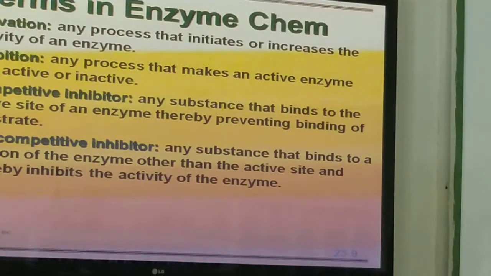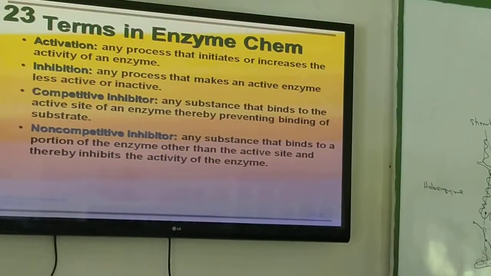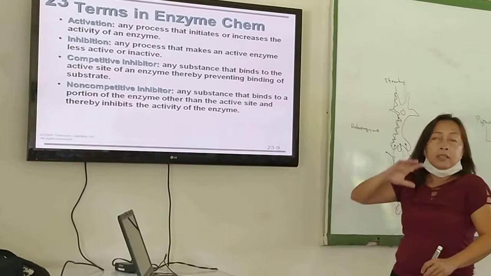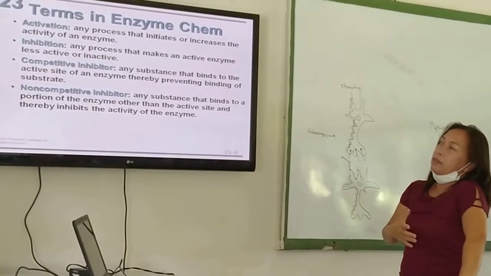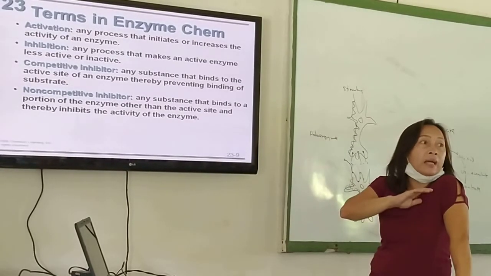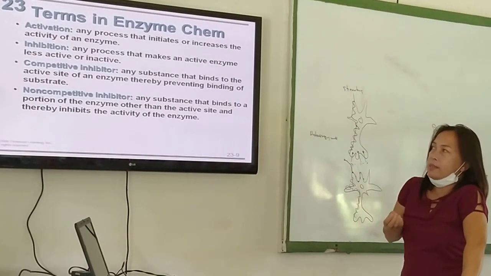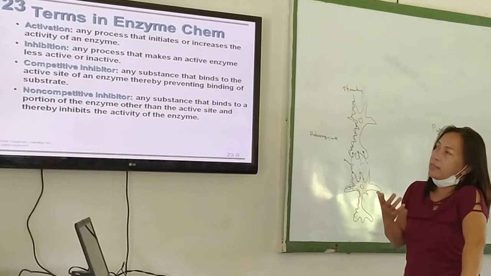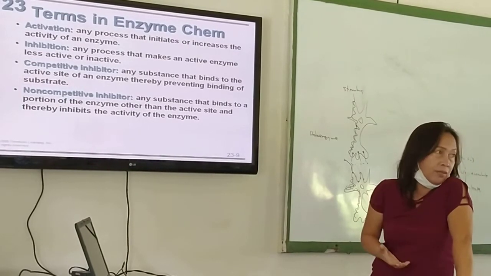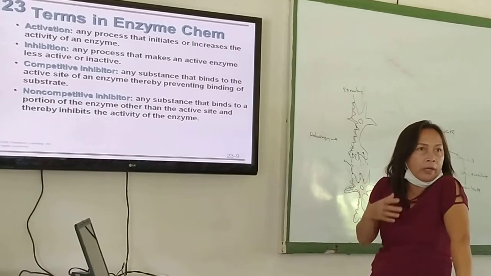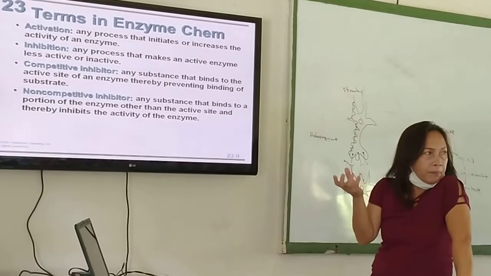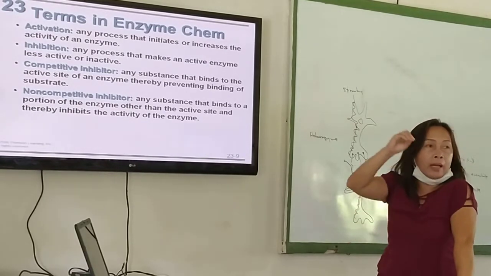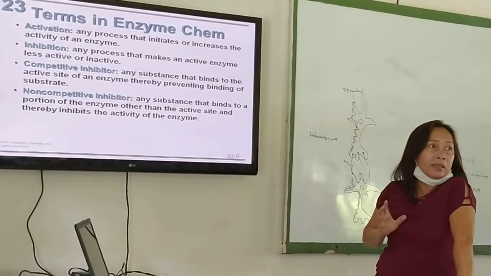So you have also these terms, activation. So this is the process that initiates or increases the activity of the enzyme. So enzymes can be activated, meaning initiating or increasing its activity. So there are some molecules that activate the enzyme, and there are some also which inhibit the enzyme. When we say inhibit or inhibition, this is a process that makes an active enzyme less active or inactive. So kung ang enzyme inactive na or less active, it cannot stimulate the product formation. It cannot do its job of speeding up the reaction. Are you with me? So dapat activated ang enzyme.